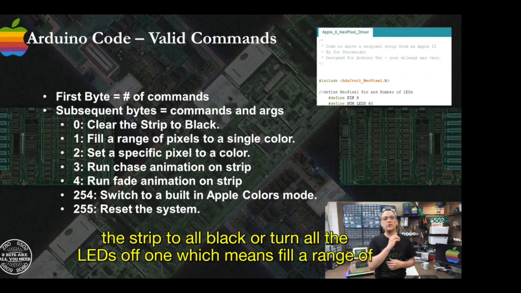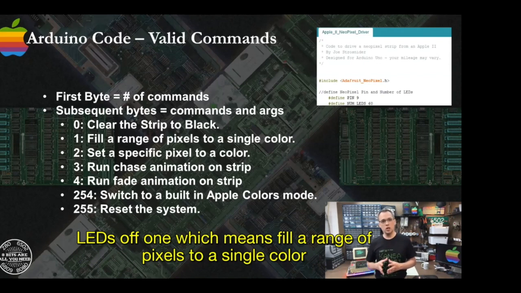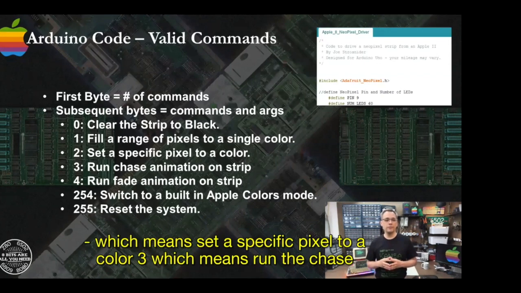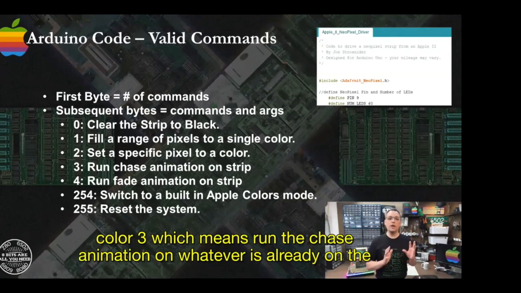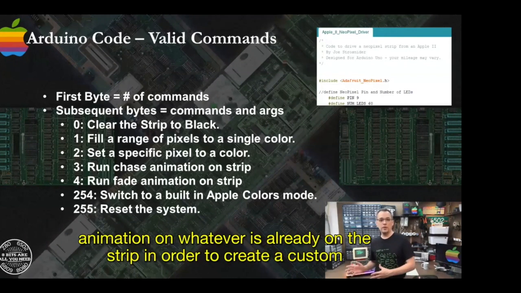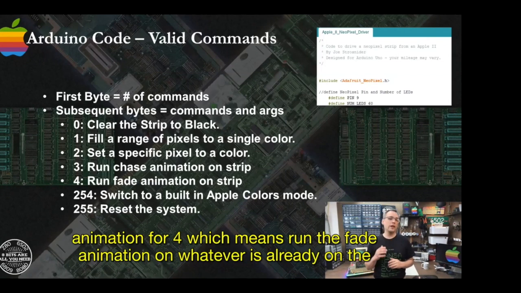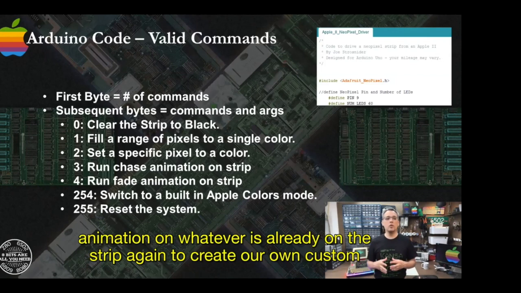1, which means fill a range of pixels to a single color. 2, which means set a specific pixel to a color. 3, which means run the chase animation on whatever is already on the strip in order to create a custom animation. 4, which means run the fade animation on whatever is already on the strip, again to create our own custom animation.